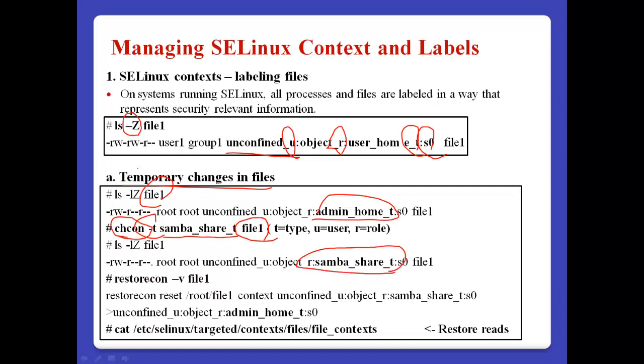If you want to restore the original file type, then use restorecon -v. V means verbose, then the file. Then you will see this file has the file type samba_share_t, but this will change back to the original file type, admin home. Normally the restorecon command reads the file /etc/selinux/targeted/contexts/files/file_contexts. Using this file, the restorecon command restores the original file type.